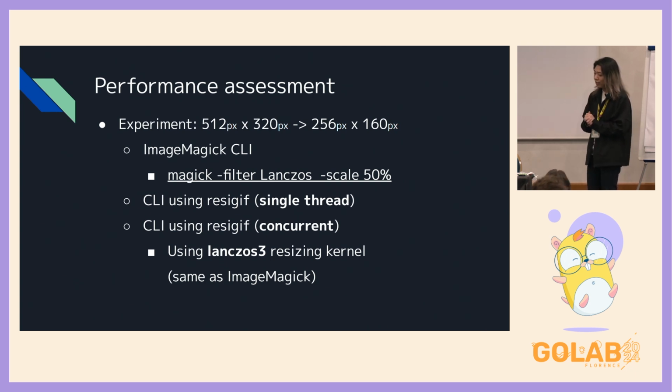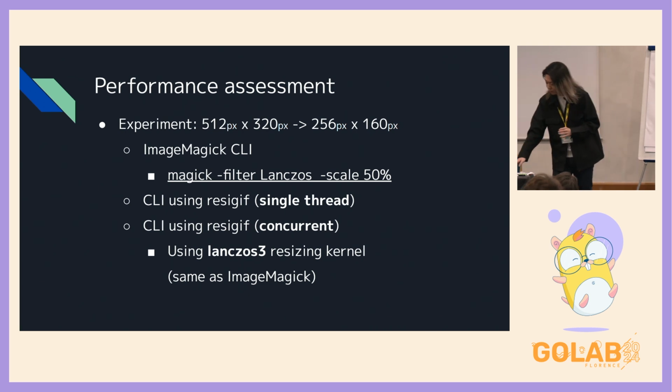And for the CLI using ResizeGIF, I created that. We measure the performance for the single-thread and concurrent versions. For all of these methods, I use the Lanczos 3 resizing kernel, which matches the kernel used by ImageMagick CLI by default, to ensure an apples-to-apples comparison, right?